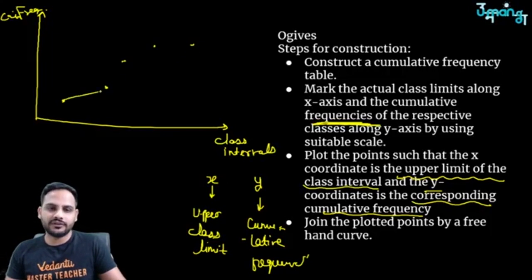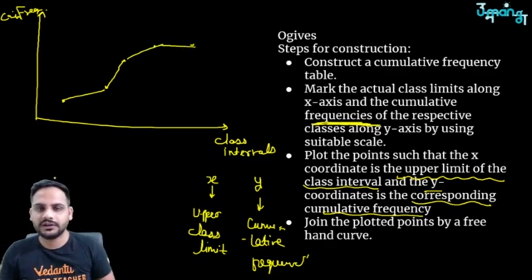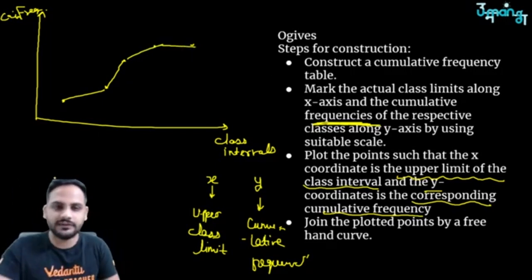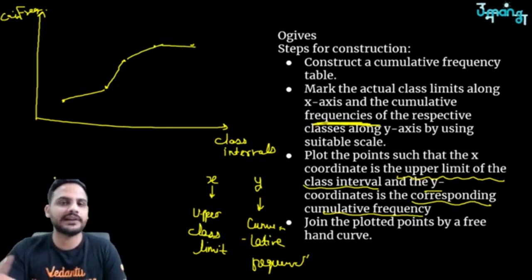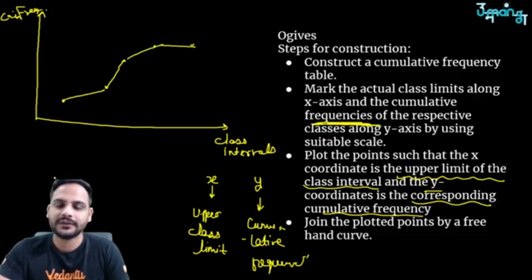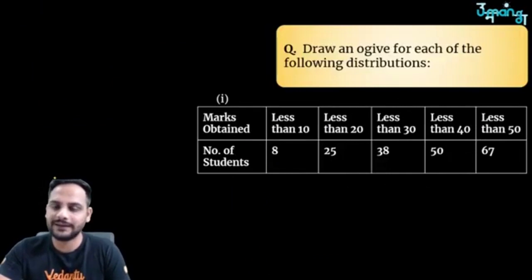Whatever points you have got, just join them freehand, and that is going to be your ogive. This is actually the less than type ogive. Now let's understand this with the help of a question.